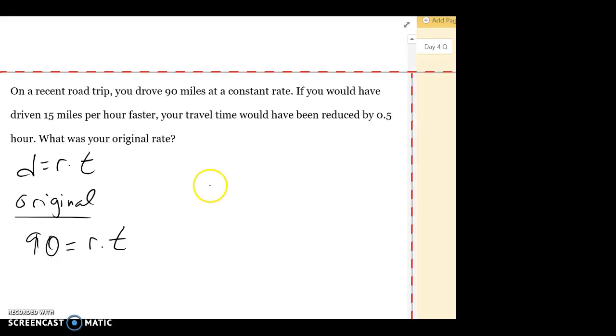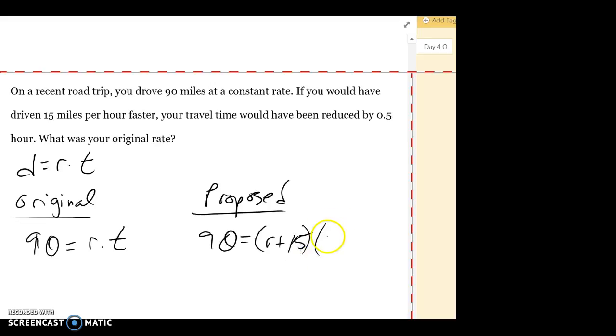So I'll call this the proposed trip. Okay, so we're still doing 90 miles. But here we're saying that the rate is going to be 15 miles an hour faster, and that's than the original one. So it'd be r plus 15. Okay, and then the time is going to be reduced by 0.5. So reduce, so subtraction 0.5. Okay, so now I have the setup.